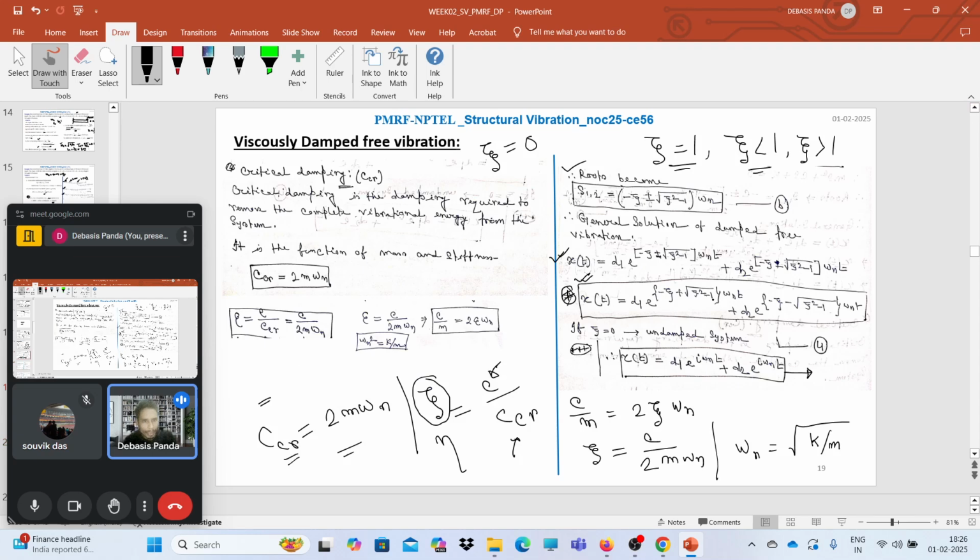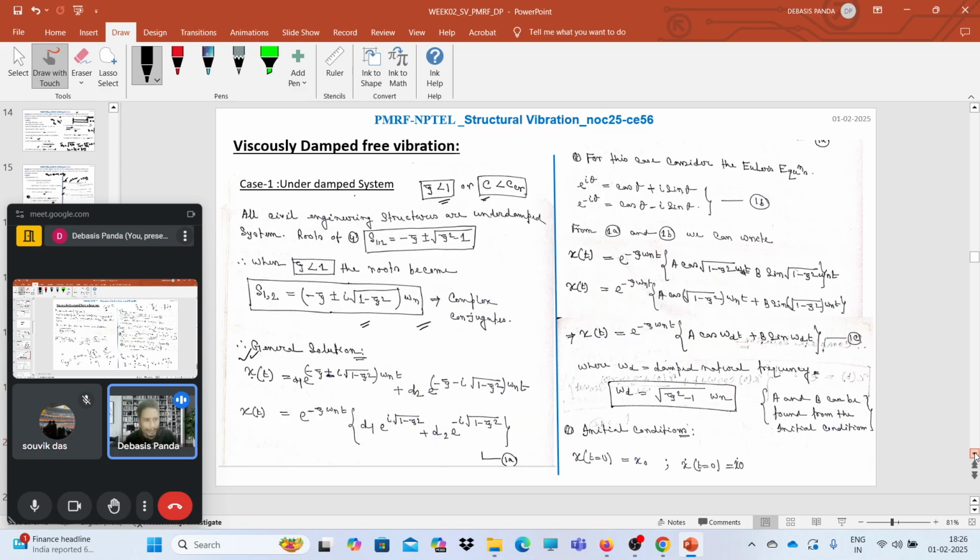d1 e to the power s1 t, plus d2 e to the power s2 t. So just write it down in this form: d1 e to the power the first root, d2 e to the power the second root. So we have the simplified version. e to the power minus zeta omega n t, I just take out of the bracket, and we are left with d1 e to the power i under root of 1 minus zeta square omega n t, plus d2 e to the power minus i under root of 1 minus zeta square omega n t. Now we will use Euler's equations. e to the power i theta is cos theta plus i sin theta, and e to the power minus i theta is cos theta minus i sin theta.